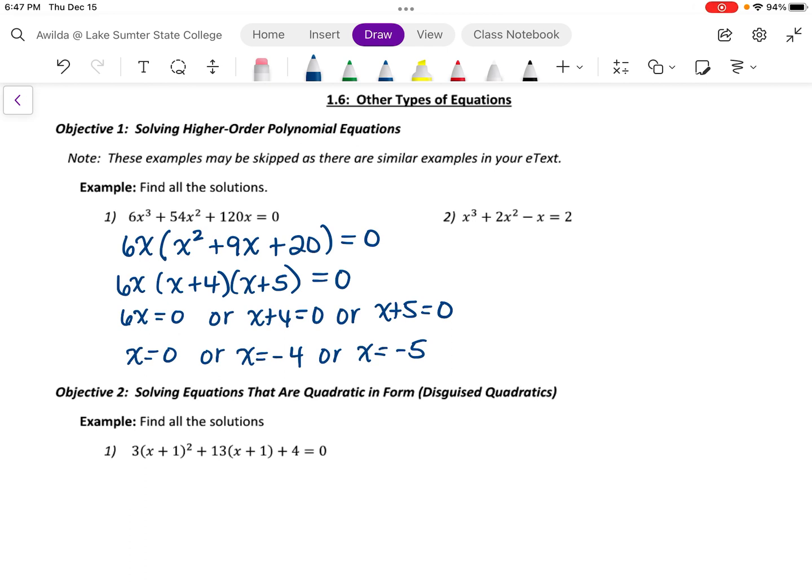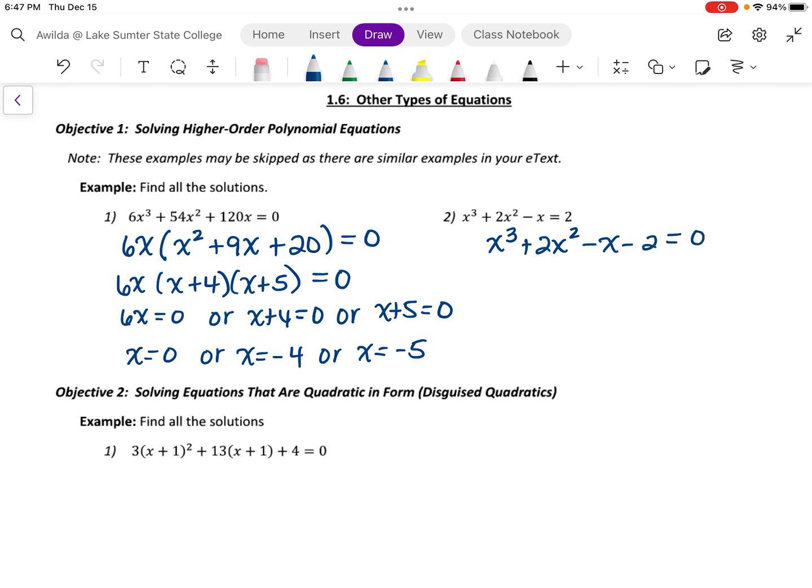We have x cubed plus 2x squared minus x equals 2. We don't want the 2 on the right-hand side. We want to leave that right-hand side clear. So let's start by subtracting 2 from both sides. So we'll have x cubed plus 2x squared minus x minus 2 equals 0.